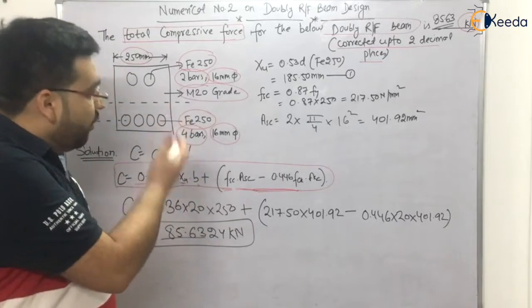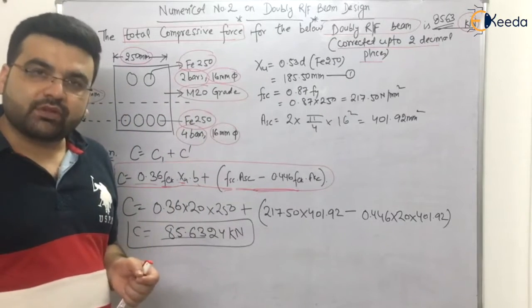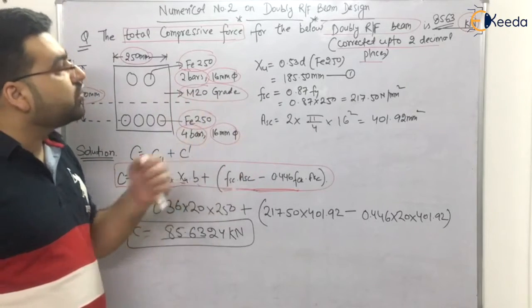So I hope that you have understood the concept of how to determine the total compressive force in the compression reinforcement in the beam, in a doubly reinforced beam, right? So I hope that you have understood this numerical.